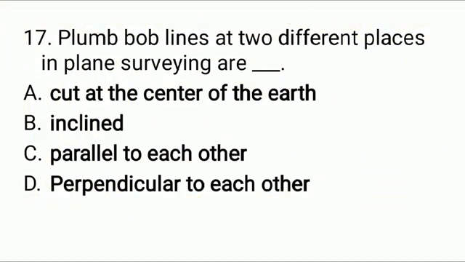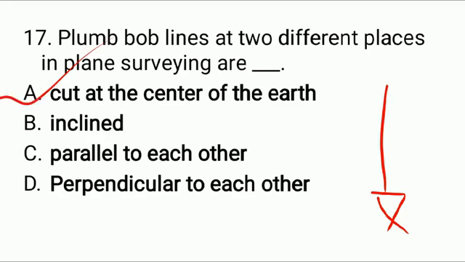Plumb line at two different places in plane surveying are what? What is a plumb line? A plumb line is the direction of the lines of force of Earth's gravity in the field. In plane surveying it is defined by the direction of a freely suspended plumb bob. At two different places the plumb bob lines cut at the center of the earth. So our answer will be A.